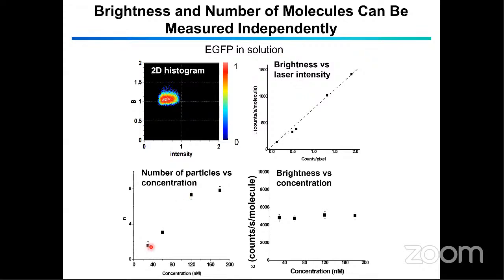Here, just as a control, what happens if we increase the concentration of the EGFP solution? As expected, the observed number that we get with the number and brightness method also goes up. And as we increase the concentration, the brightness stays constant, again, as expected. If we just increase the number of molecules, we don't increase the brightness that we measure.